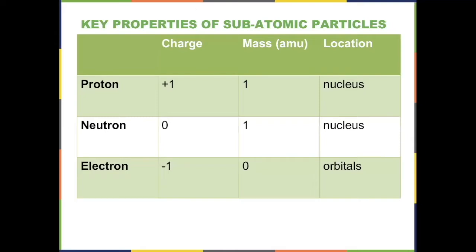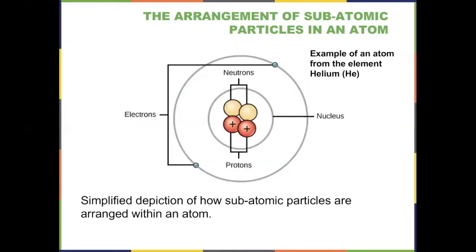Now, the differences between these particles: the proton has a positive charge, the neutron has no charge, and the electron has a negative charge. The mass of a proton is 1, the mass of a neutron is 1, and the mass of an electron is practically 0. And it's the protons and neutrons that are found in the middle, in the nucleus, and the electrons are found outside in what we call the orbitals.